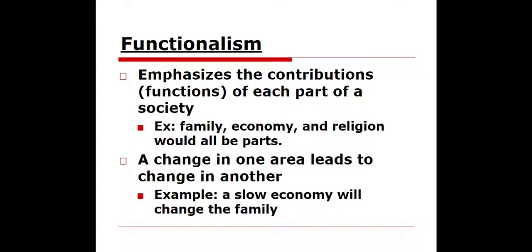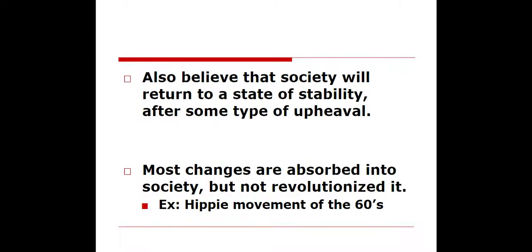And this idea that a change in one area will lead to a change in another: if we have a slow economy, that's going to affect the family. It's going to affect everything from the food they put on their table to their jobs, to schooling, to where they live. And the more dysfunction, say a really bad economy like the Great Depression, think about the impact that would then have on family. Hopefully that makes sense.